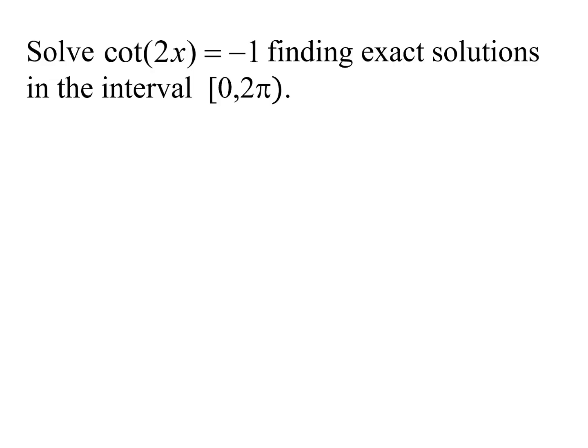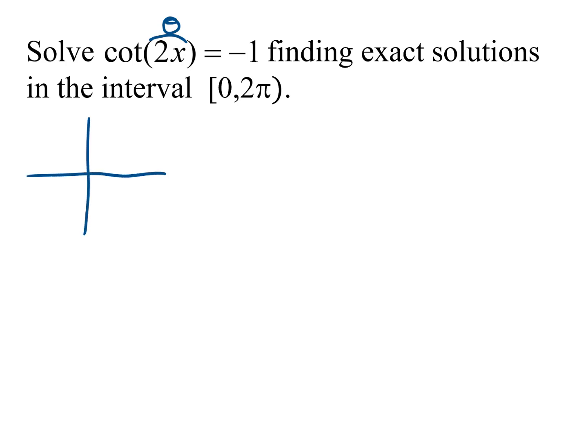We want to solve for cotangent of 2x equals -1, finding exact solutions on the interval from 0 to 2 pi. The first thing I'm going to do is figure out where, I can kind of think of this like a theta, where is the cotangent -1?